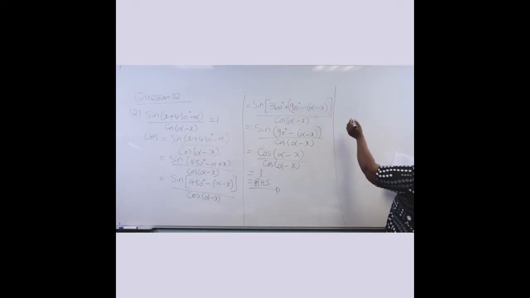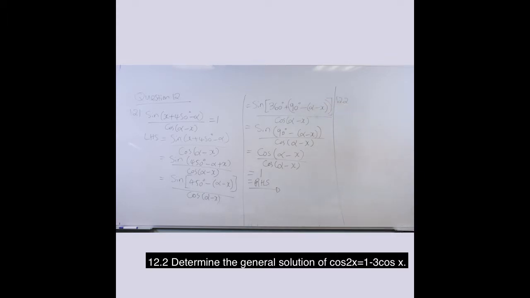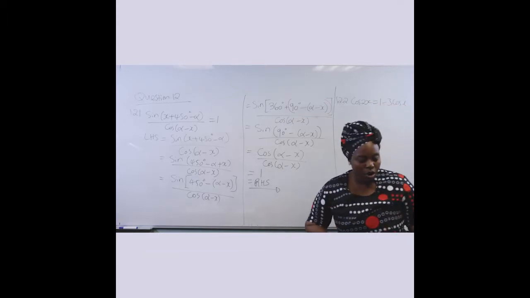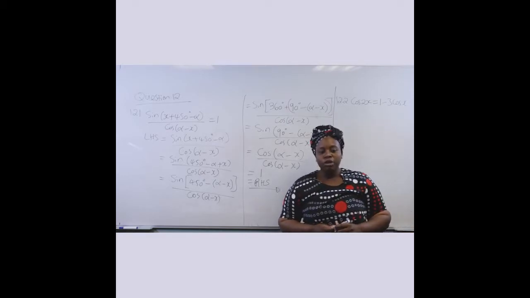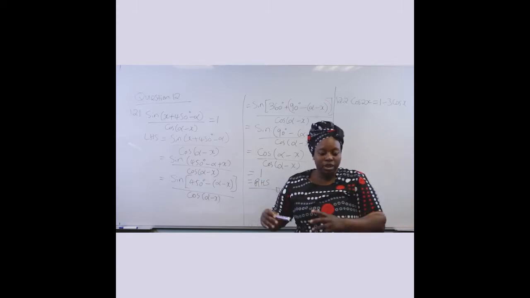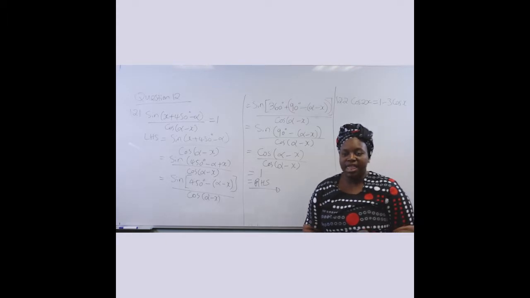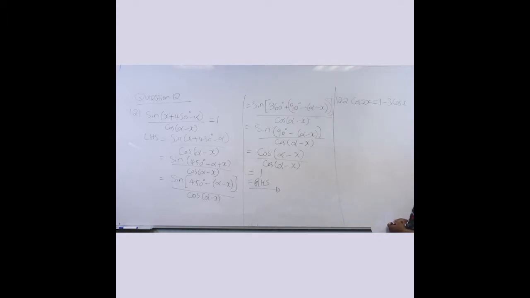So this one is 12.2, and we are doing the general form. They say determine the general solution of cos 2x equals 1 minus 3 cos x. Folks, they're all cos. There's cos x there, but there's cos 2x. So we have to change the cos 2x and make it something that has to do with x, because 2x is not the same as x. You need to go to your formula sheet and find out what cos 2x in terms of cos can be.